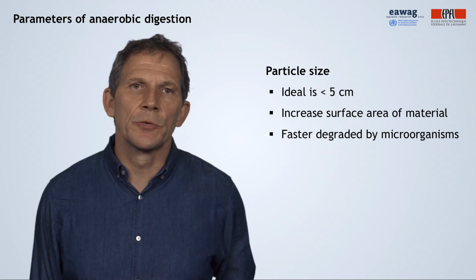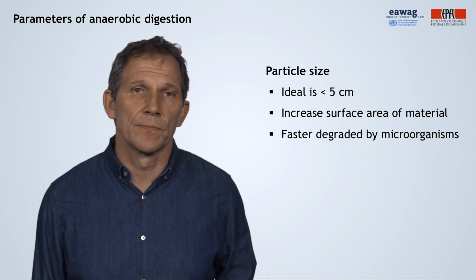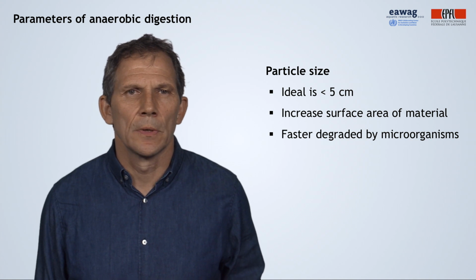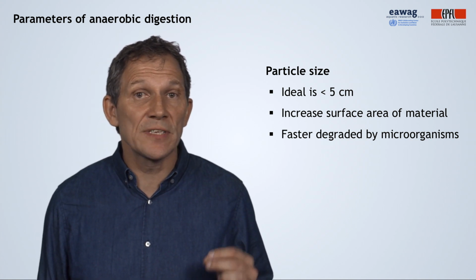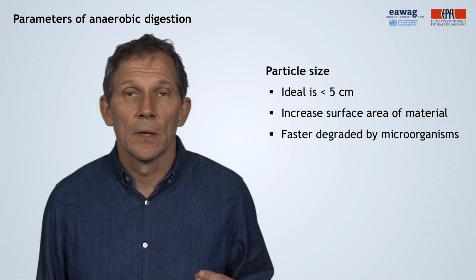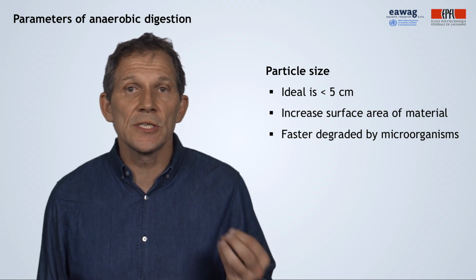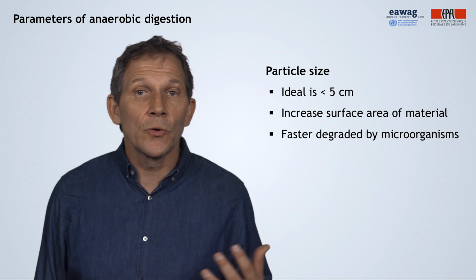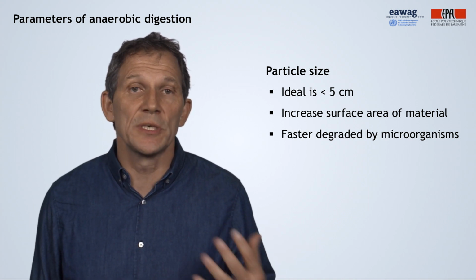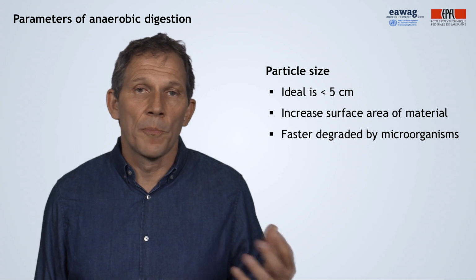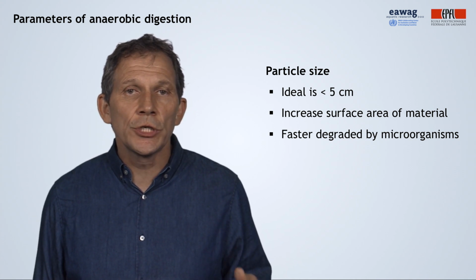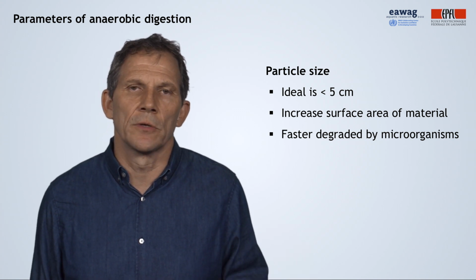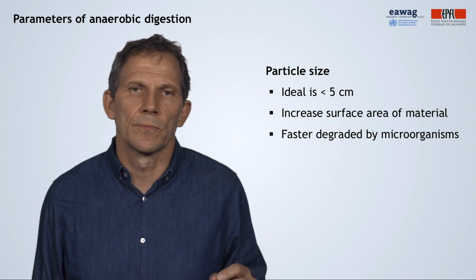The last parameter we'll look at is the particle size of the input material. Here, small is beautiful. Particle sizes below 5 centimeters are ideal. This increases the surface area of the material and allows the microorganisms to degrade the material faster. For operation, that means that usually we chop up our input material through a shredder to make small particles.